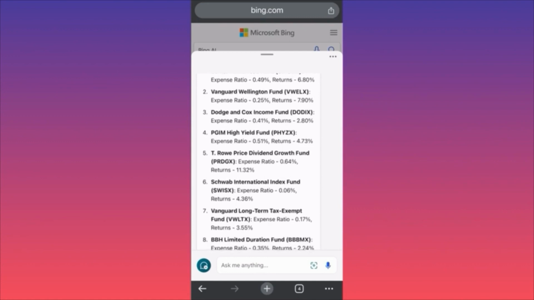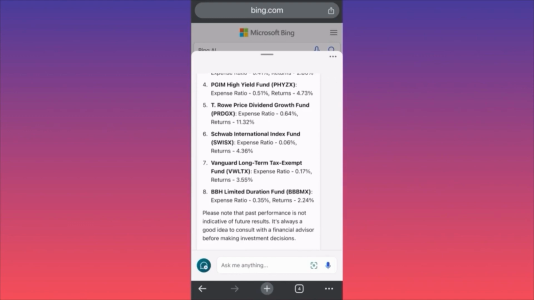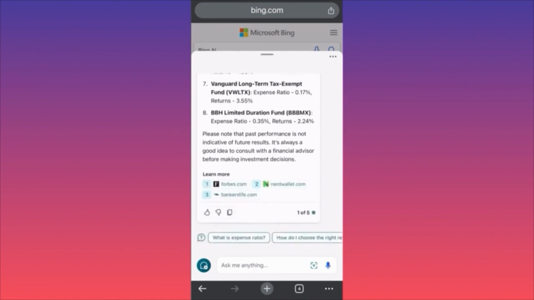You see, the top four have an expense ratio that varies between 0.2 and 0.5. As we go to the lower ones, 5, 6, 7, 8, they're much more expensive. T. Rowe Price Dividend Growth Fund: expense ratio 0.6, returns 11%. But as you can see over here, they are focusing on the dividend growth fund, and I'm a little more interested in that.